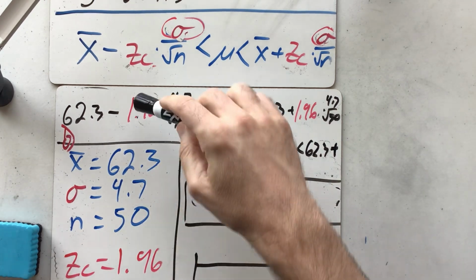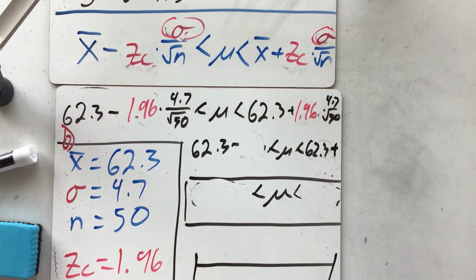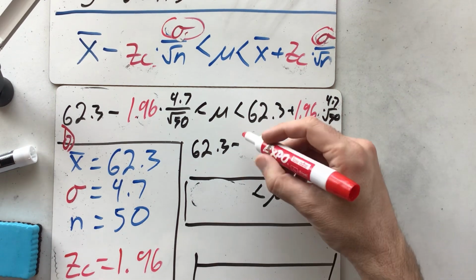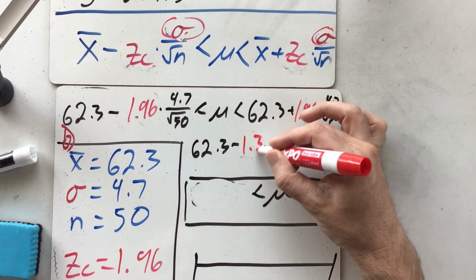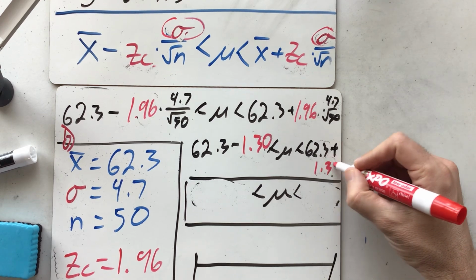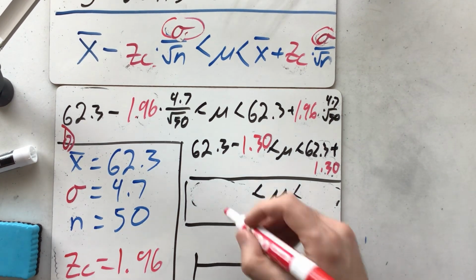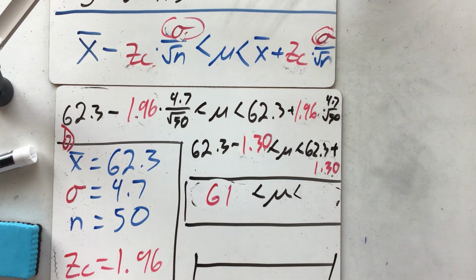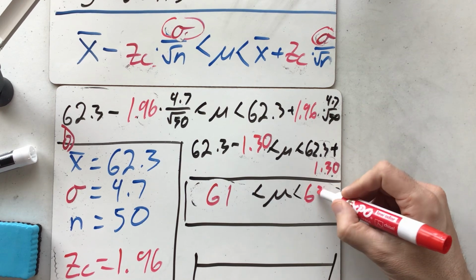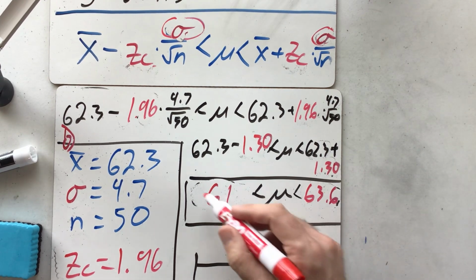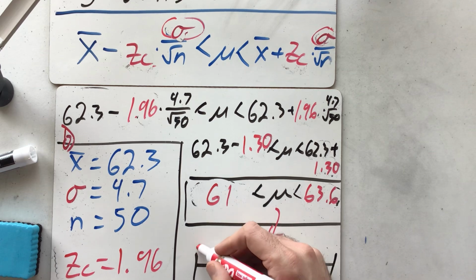So let's calculate those. Let's calculate the 1.96 times 4.7 divided by the square root of 50. And that's going to give me 1.30. And then over here we've got 1.30. So now if I subtract, I get 62.3 minus 1.3, and I get 61 on this side. And then on the other side, I get 63.6. So if you look, what do you notice about comparing those answers to these?